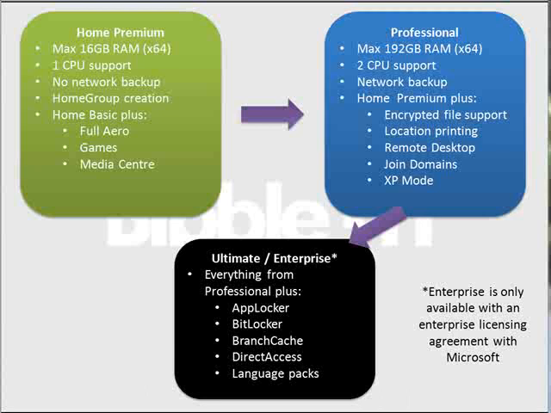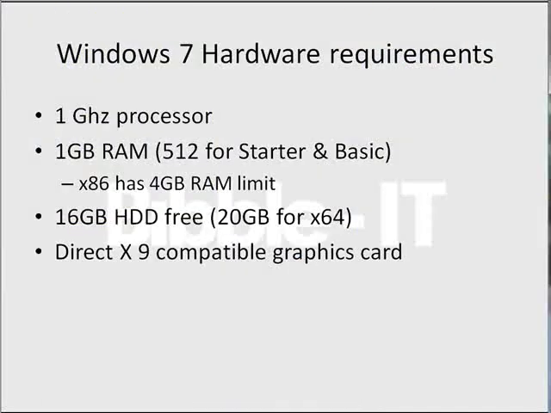Okay, so what are the hardware requirements running Windows 7? Basic hardware requirements is 1 GHz processor, 1 GB of RAM, or you can get away with 512 for either the starter or basic editions. Remember, if you're running the 32-bit edition of Windows, you can only address up to 4 GB of RAM. That's not a Microsoft limit, that's a limit of the 32-bit platform. Hard drive space, you need 16 GB free, or 20 GB if you're installing the 64-bit edition, and they recommend that you have a DirectX 9 compatible graphics card.